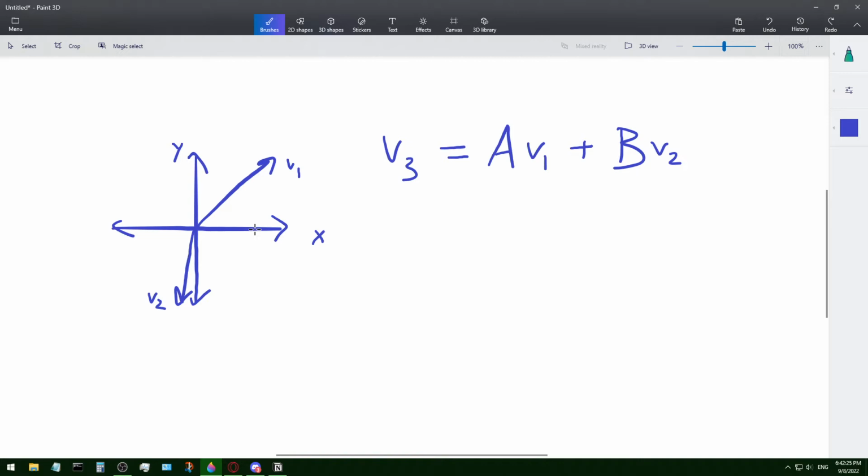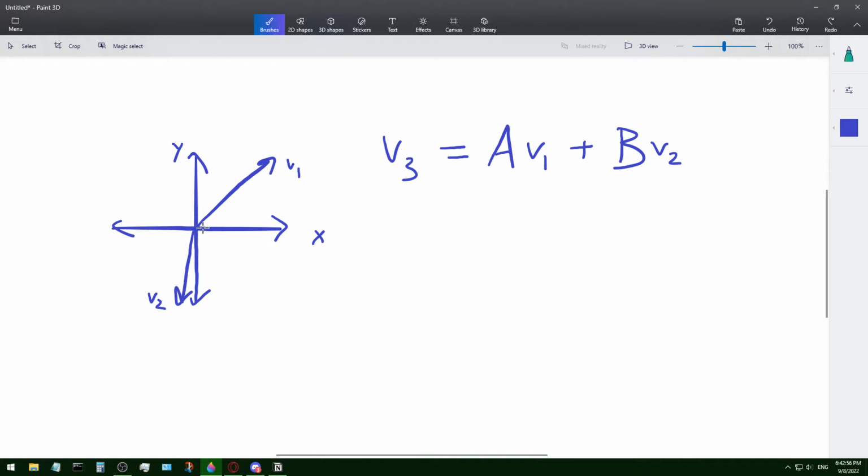And the question is, can you reach every single other point? For these two, it seems like I can reach, for example, this point by just going down a bit and then, from the end point of V1, going like that. Basically, anything parallel I can reach.